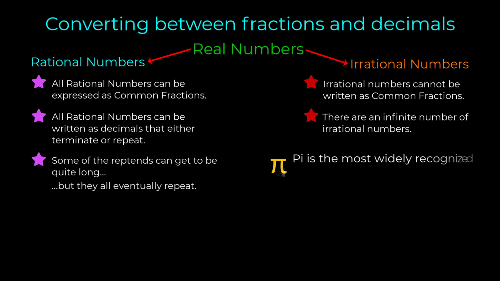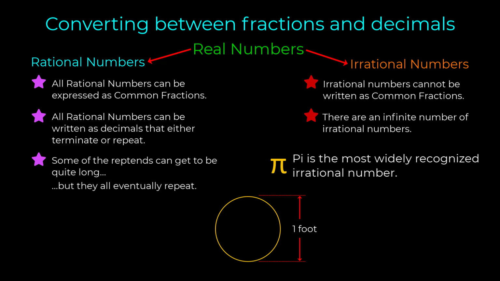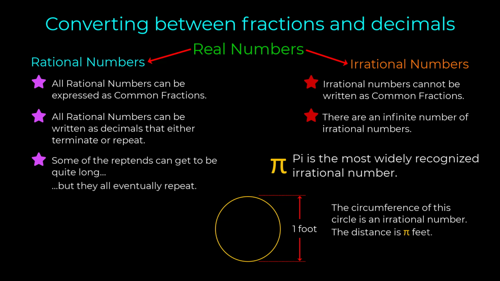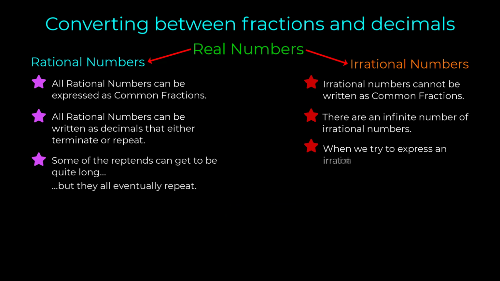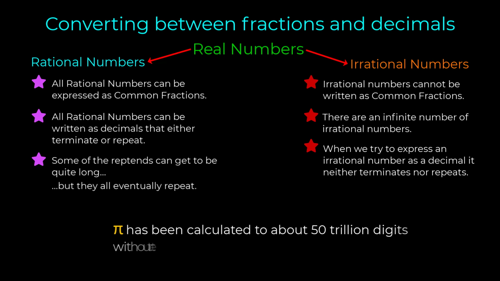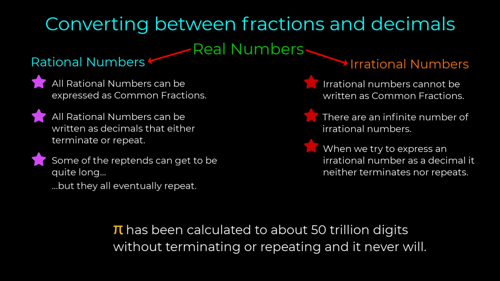Pi is the most widely recognized irrational number. If we have a circle with a diameter of 1 foot, then the circumference of that circle, that is, the distance an ant would travel in going around the circle, is an irrational number. Since we can't express that distance as a fraction, we use a Greek letter, in this case, the Greek letter pi. When we try to express an irrational number as a decimal, we find that the decimal neither terminates nor repeats. Pi has been calculated to about 50 trillion digits without terminating or repeating, and it never will terminate or repeat.